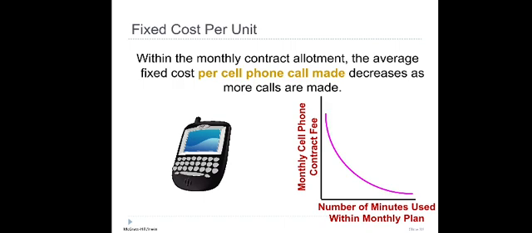Unit fixed cost, the formula is: unit fixed cost equals total fixed cost divided by quantity. So for unit fixed cost, the higher the quantity, the lower the unit cost. If you produce one unit, the unit fixed cost is very, very high. But if you produce 10,000 units of product, the unit fixed cost is very low. Always remember the formula: unit fixed cost equals total fixed cost divided by quantity.